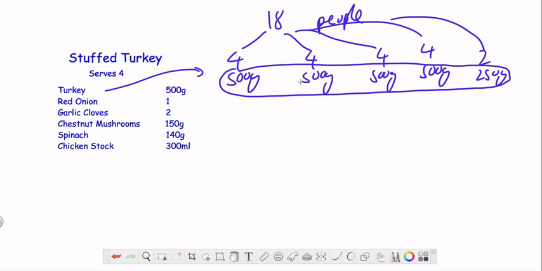It's going to be 5, 10, 15, 2,250 grams of turkey needed to serve 18 people. Right, and you can do similar kind of calculations for the other ingredients.